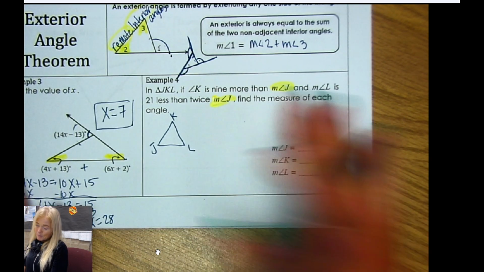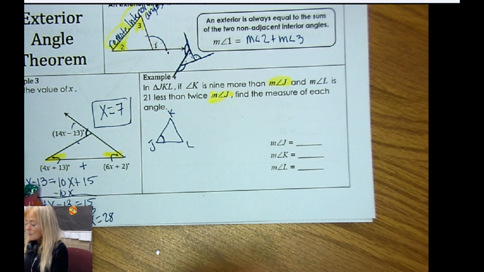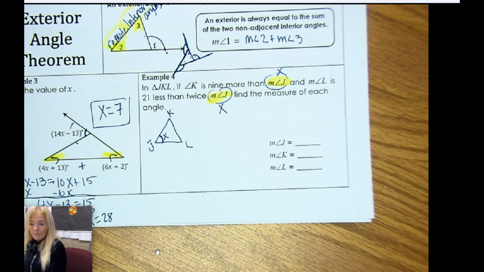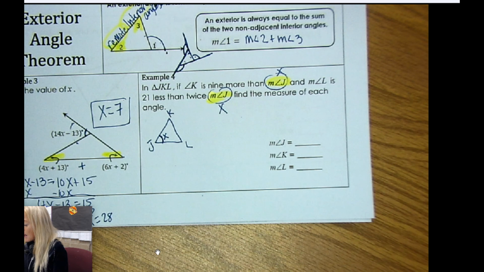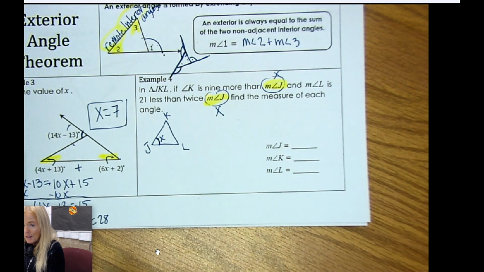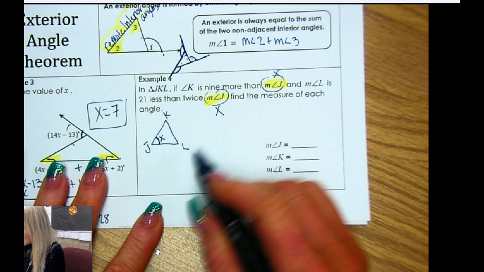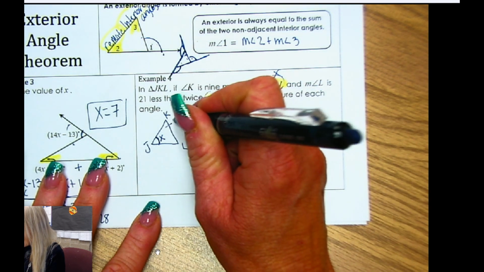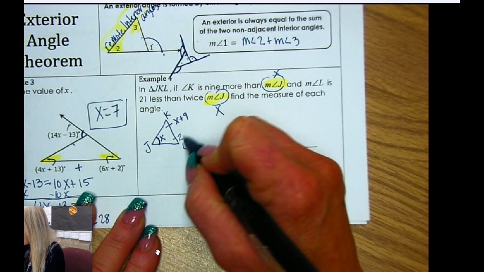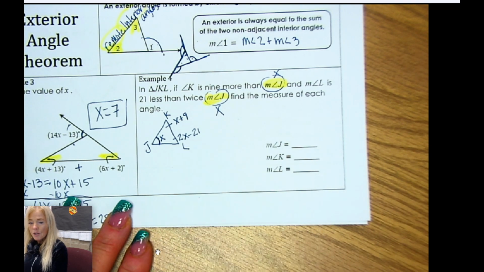So we've done stuff like this before. We find that J is what both other angles are written in terms of. So we call angle J X. First thing, we call it X. And then if K is 9 more than J, we can replace J with X. So angle K is 9 more than X. So this would be X plus 9. And then L is 21 less than twice J. So L is going to be twice X minus 21. That is 21 less than twice J.